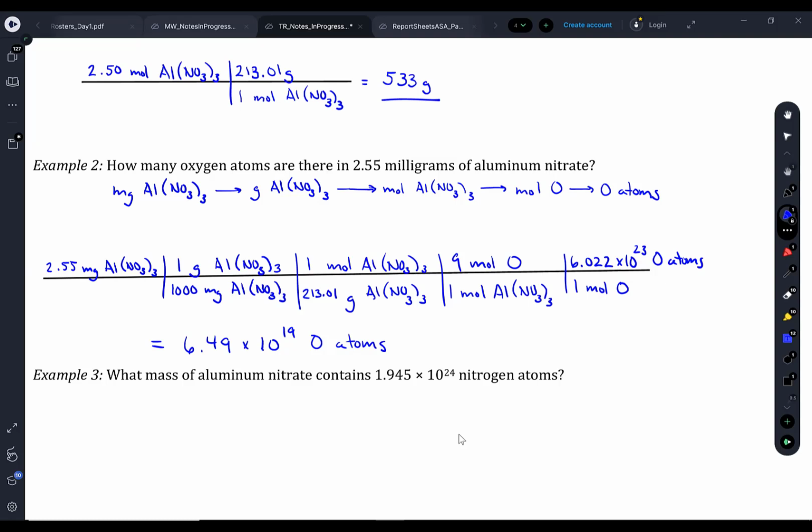Could you try the next one yourself? It's going from nitrogen atoms to mass of aluminum nitrate. What if I say what mass? I'm not specifying units. What mass would normally make the most sense? Right, grams. So let's do that in grams, even though the last question was in milligrams. If you want to start with a plan, you can. But I think if you look at this question, you're given numbers of nitrogen atoms and you want mass. So compared to the last question, it's almost the same question, except you're working backwards, and instead of oxygen, you're doing nitrogen. Good. So would you try that on your own then?